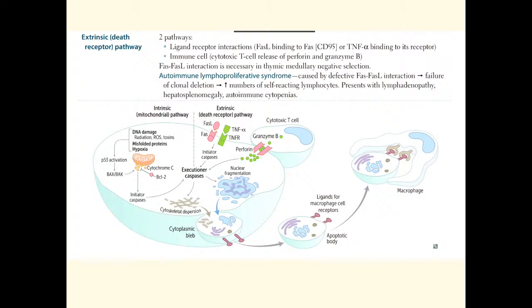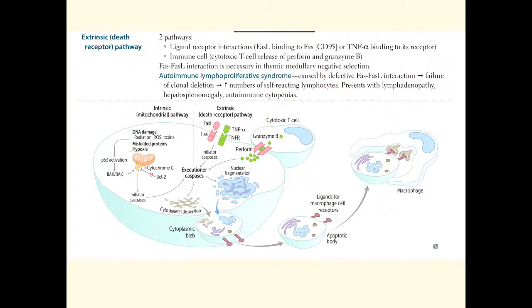Pancytopenia means a decrease in all types of blood cells: a decrease in neutrophils called neutropenia, a decrease in red blood cells called anemia, and a decrease in platelets, thrombocytopenia. All these combined together mean pancytopenia. Pan means all of them are decreased, and cytopenia means cells are decreased.